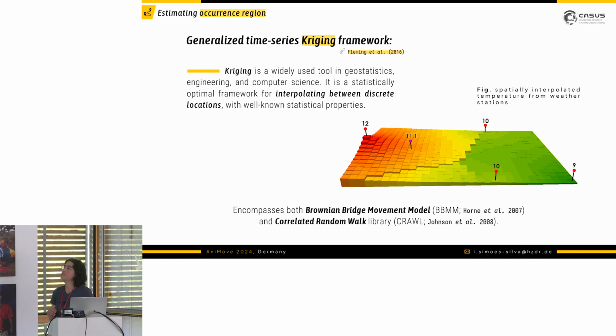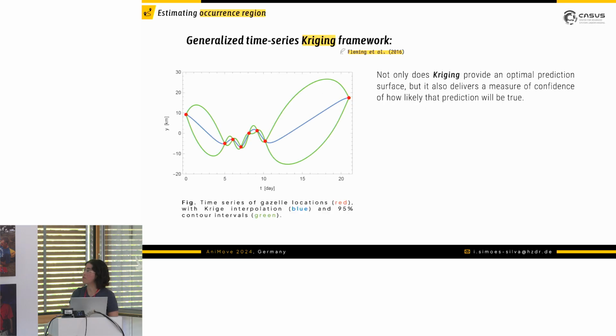So this occurrence distribution and estimating occurrence regions encompasses both this kriging method within CTMM, but also Brownian bridge movement models and the correlated random walk from the crawl library. The good thing about kriging is that it not only provides you with this prediction surface, right, where the animal is likely to cross or occur or not, but also gives you a measure of confidence, right? And that's what's important here as well, because maybe we're not very sure.